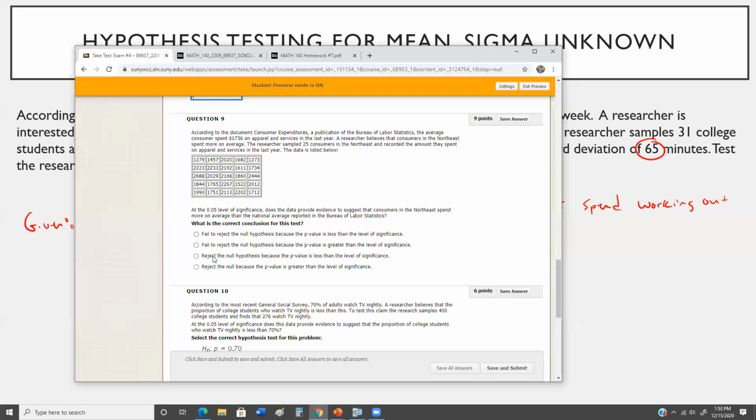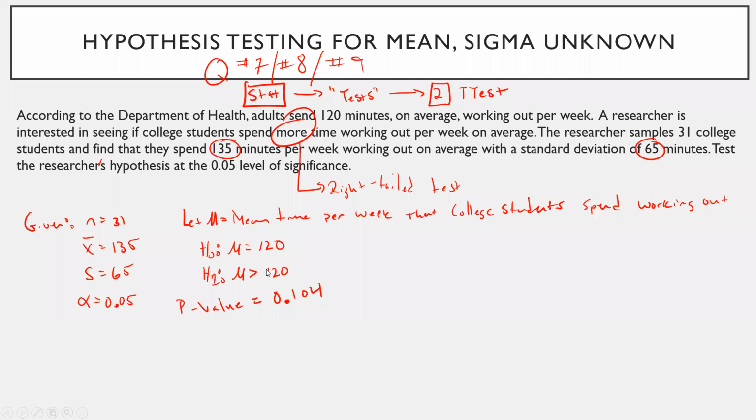And next it's going to say, what do you do? So are we rejecting or failing to reject the null here? And why? We fail to reject. Why do we fail to reject? Yep, the p-value is greater than the level of significance. So we fail to reject the null. This is because the p-value is greater than the level of significance.